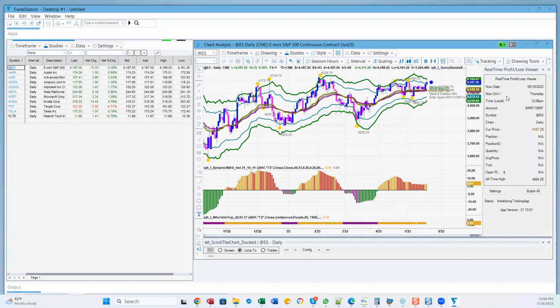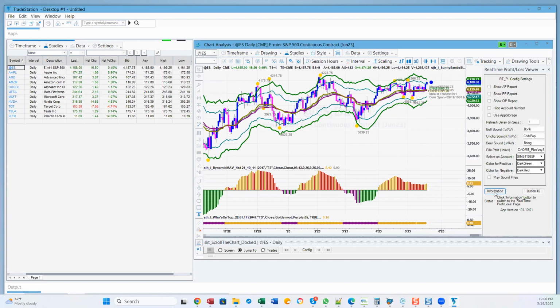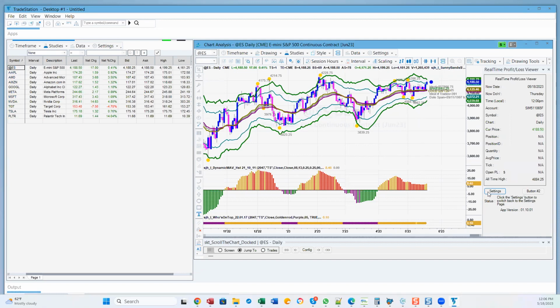And then, does anybody besides me know who Sam Tennis is? Sam Tennis is the guy who wrote System Writer Plus, which became TradeStation, and EasyLanguage, their programming language, back when it was called Omega Research. This panel over here to the right, the real-time profit loss viewer, is fantastic. You don't have to bring up the performance reports. You can see right here exactly what's happening on whatever trade you have, and you can do the settings and make sounds and choose your account and choose the colors and all kinds of wonderful things. So we'll go back to that.